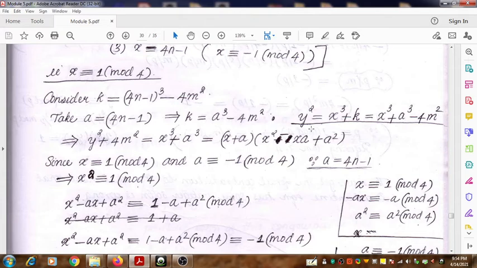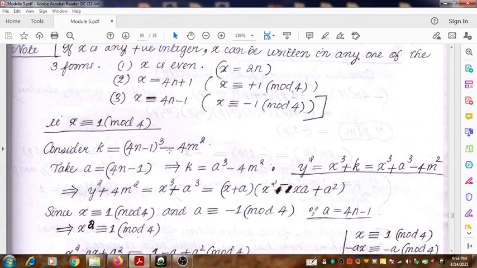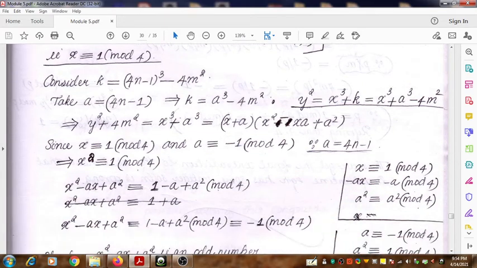Okay, and that is then k equal to a cube minus 4m square, and therefore we can write that expression. Then we consider that y square equal to that different equation we consider.